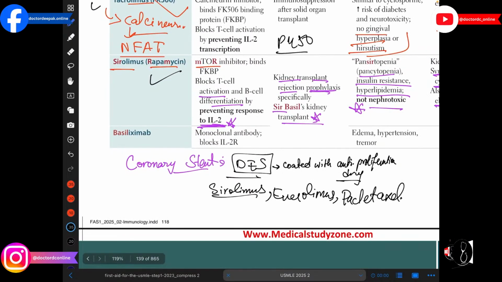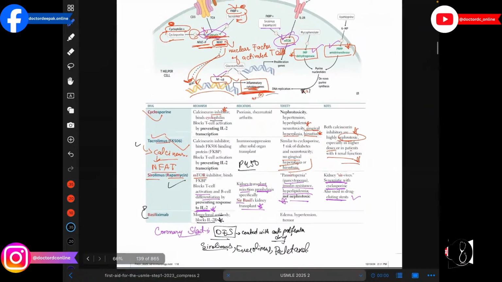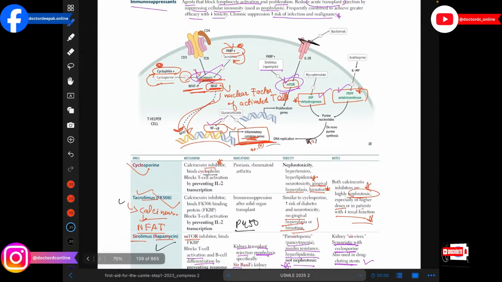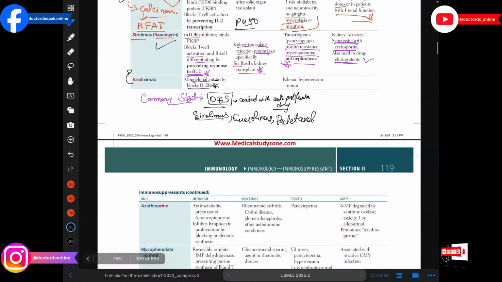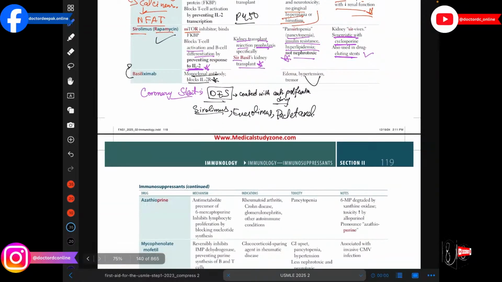We have a drug that is Basiliximab. Basiliximab is going to attach to the receptor instead of interleukin-2. It is a monoclonal antibody that blocks the interleukin-2 receptor. It replaces interleukin-2 and attaches to interleukin-2 receptors. If interleukin-2 does not attach to this receptor, then the signal will not proceed and there will be no proliferation and differentiation of T cells. And it can cause edema and hypertension.